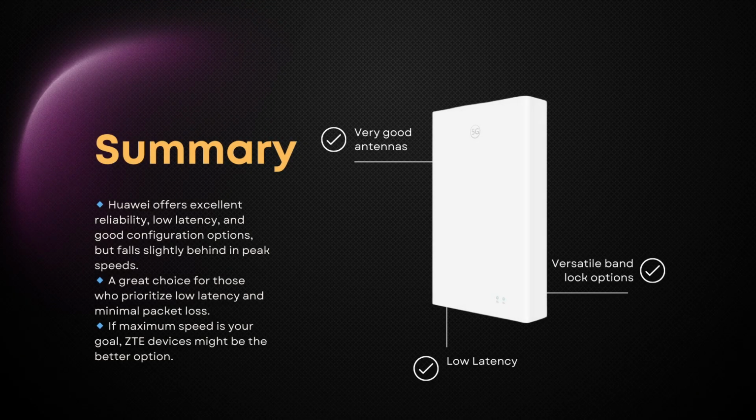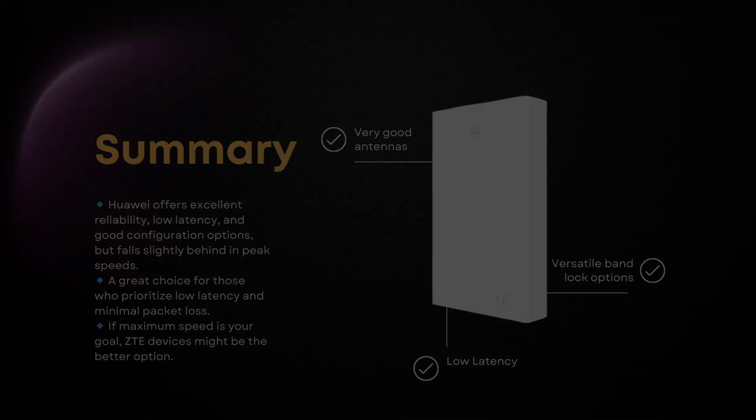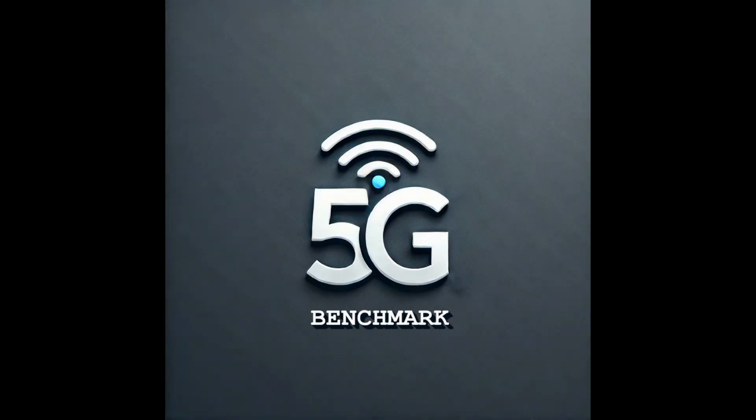To wrap things up, the Huawei CPE MAX 5 delivers excellent reliability and consistently low latency, making it a solid choice for users who prioritize stability and minimal packet loss. However, when it comes to peak speeds, Huawei lags slightly behind what might be expected based on its strong signal values. So, if low latency and a stable connection are your top priorities, this router is an excellent option. But if you're looking for maximum speed performance, ZTE devices may be the better choice. We'll be diving deeper into real-world performance and network optimizations in upcoming videos.